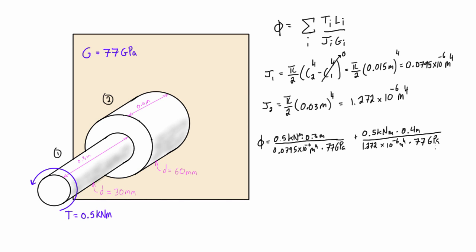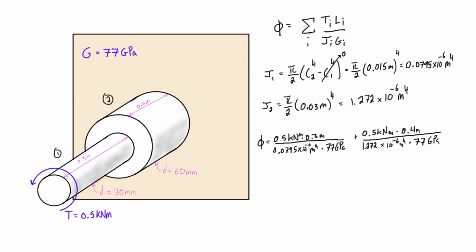Alright, so if you remember from the last video, we showed that these units all work out if you write them exactly like this: kilonewton meters times meters, divided by something times 10 to the minus 6 meters to the 4 times gigapascals. Those actually all work out to canceling everything out, and you're just left with radians.